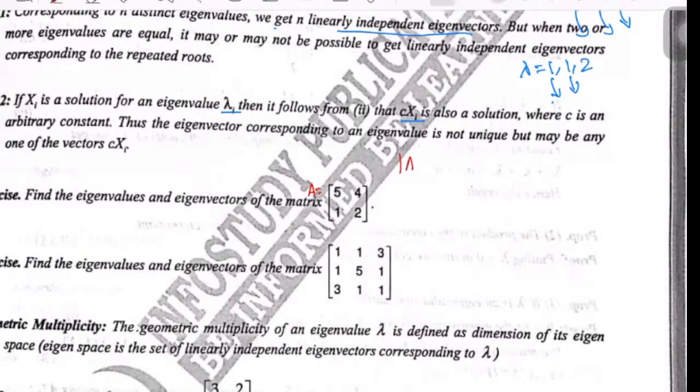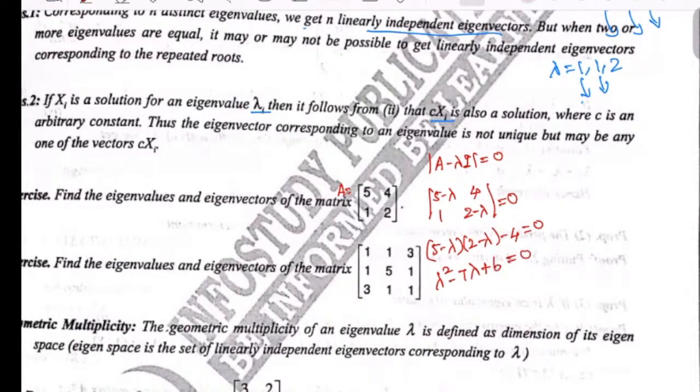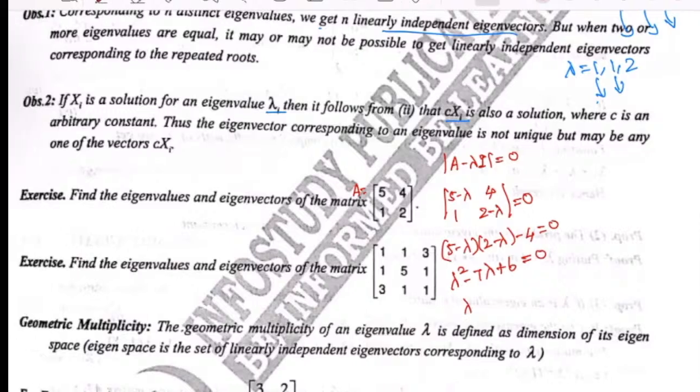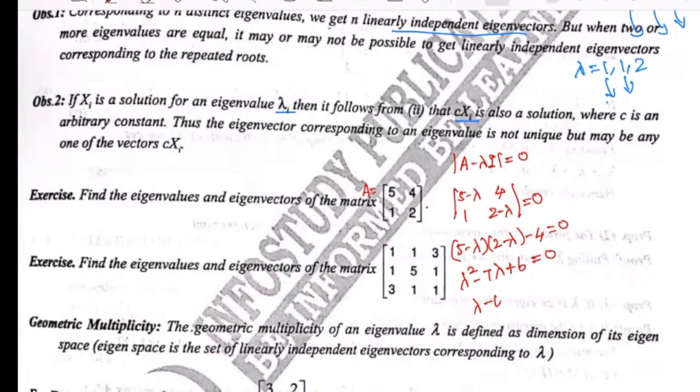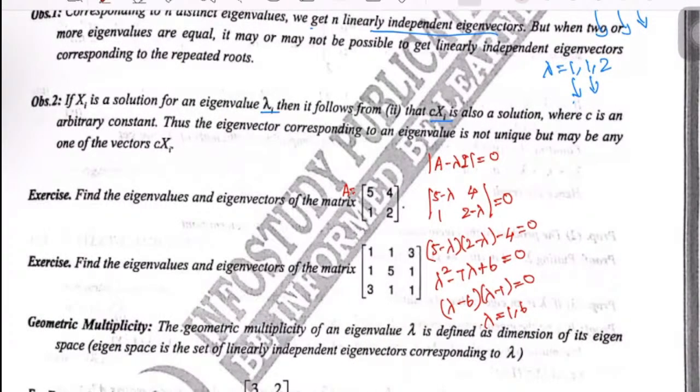Let us find the determinant. A minus lambda I is equal to 0. The matrix is 5 minus lambda, 4, 1, 2 minus lambda, equal to 0. So (5 minus lambda)(2 minus lambda) minus 4 is equal to 0. Lambda square minus 7 lambda plus 10 minus 4, that is 6, equal to 0. Here (lambda minus 6)(lambda minus 1) is equal to 0, lambda equal to 1, 6. So we have two eigenvalues, 1 and 6.